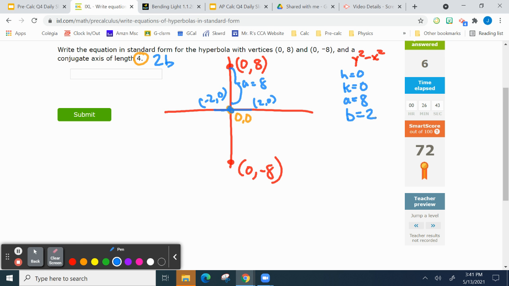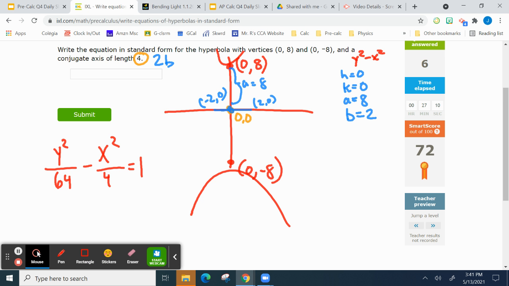So that leaves us to write our equation. And what kind is this? It's up and down like that, right? So it's going to be y first. The center is 0, 0, so it's going to be y squared over a squared, which is 64, minus x squared over b squared, which is going to be 4. And that's what that looks like.